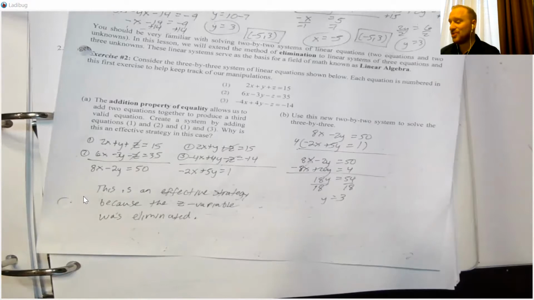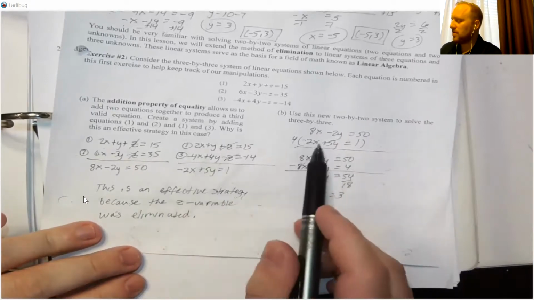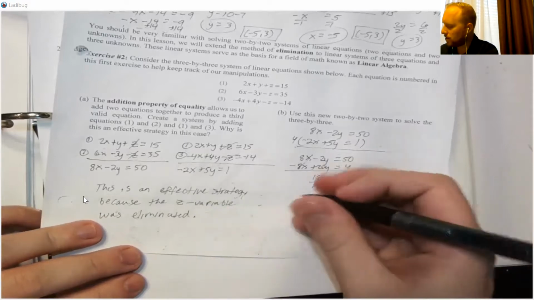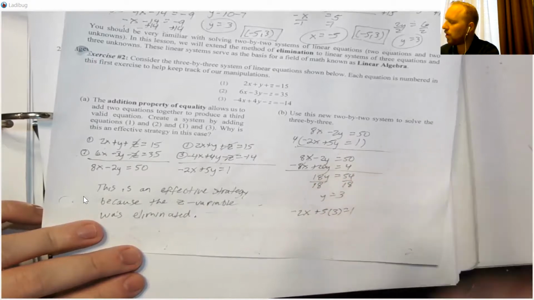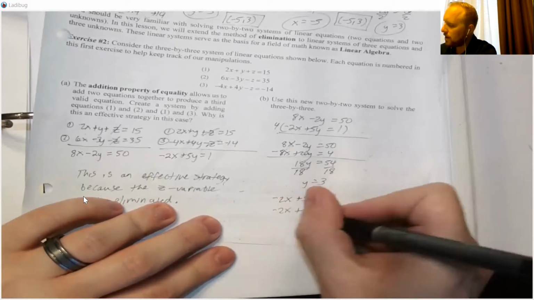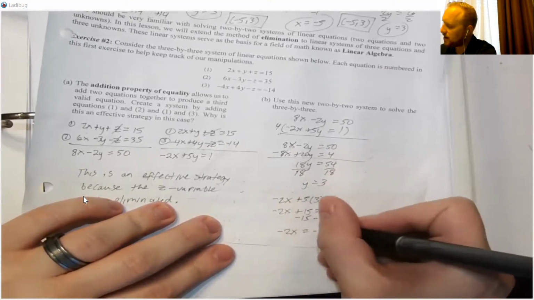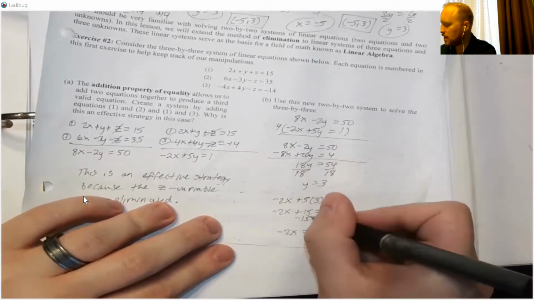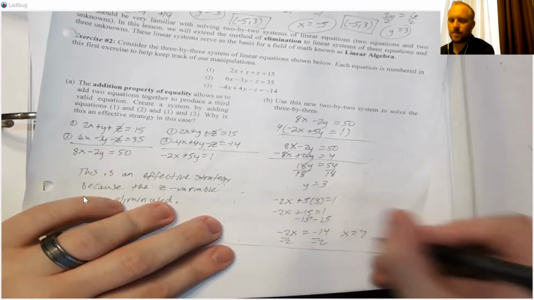This is where it starts to get easier because all we have to do is take one of our equations and substitute what y is. I'm going to take this one here. This one or this one, it doesn't matter. So I'm going to do negative 2x plus 5 times y being 3, is equal to 1. So I got negative 2x plus 15 is equal to 1. I'm going to subtract 15 from both sides. So I got negative 2x is equal to negative 14 because 1 minus 15 is negative 14. And I divide both sides by negative 2. And I got x is equal to 7.